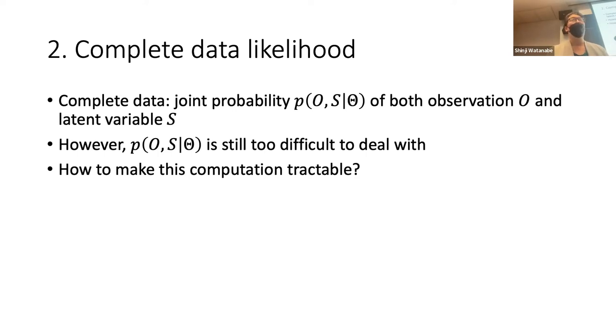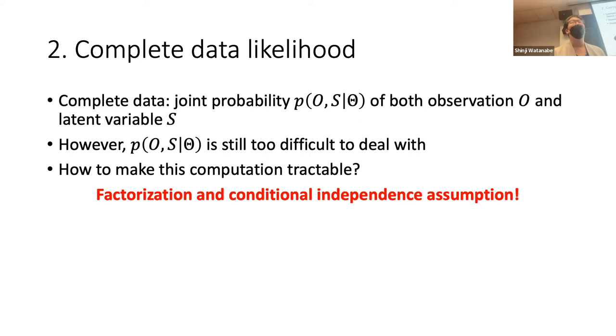And then given this joint distribution, the complete data likelihood, we will proceed with the formulation. However, please note that O and S are both sequences. So just directly dealing with this is very difficult. It is very difficult to provide, for example, an actual distribution for this P of O given S. So how do we make this joint probability tractable? Like what we have done before, we use the factorization and the conditional independence assumption. Basically, the conditional independence assumption and the factorization appear everywhere in this formulation.